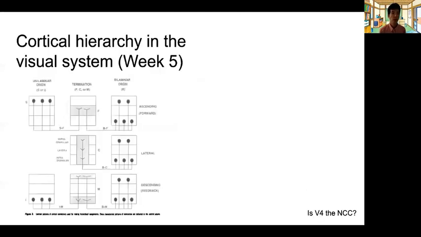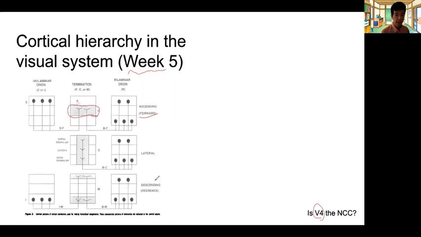Okay, so let's first start with V4 as the first target area of the higher visual areas, a candidate for NCC. As I reviewed in week 5, each area has a distinct connectivity pattern in the laminar structure. If it is receiving forward input from the lower areas, it tends to receive the input at the middle layer, layer 4.